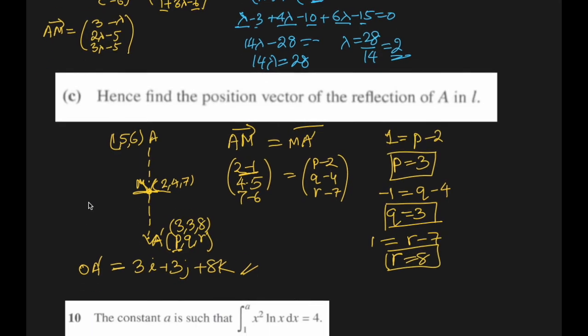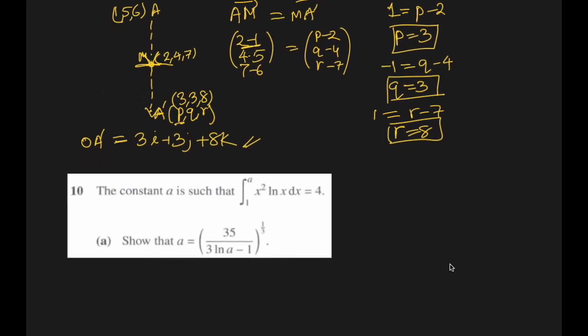All right, question number 10 and the final one. The constant A is such that the integration of x square ln x dx is 4 when the limits are 1 and A. Show that A is equal to this. So basically they are isolating one A and keeping the other A on the other side. Alright, for that we need to integrate this one first.